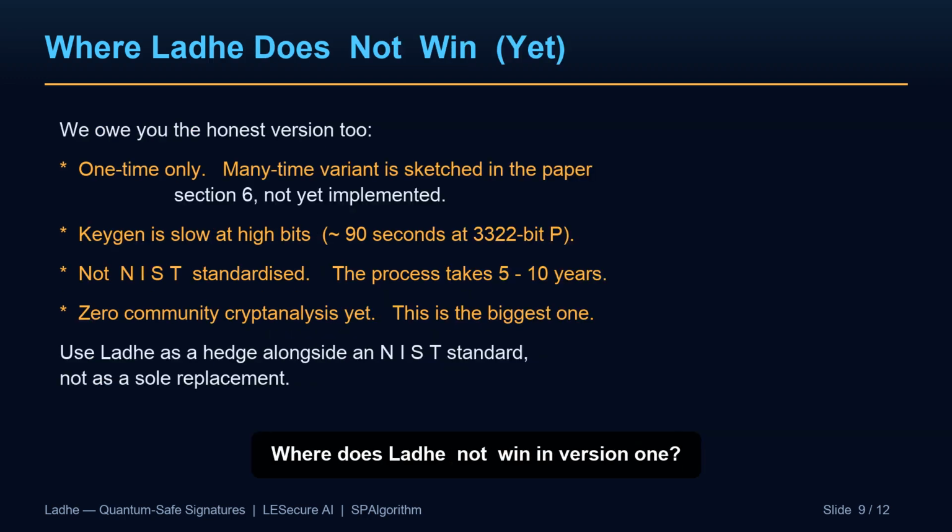Where does Ladhe not win in version 1? It is one-time only. The many-time variant is sketched in the paper, Section 6, but not yet implemented. Key generation is slow at high bit sizes, around 90 seconds at 3322 bits. It is not NIST standardized. That process takes 5 to 10 years, and there is zero community cryptanalysis yet. That last point is the biggest. Use Ladhe as a hedge alongside a NIST standard, not as a sole replacement.